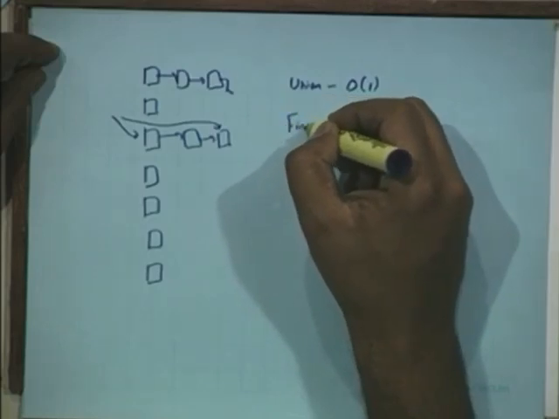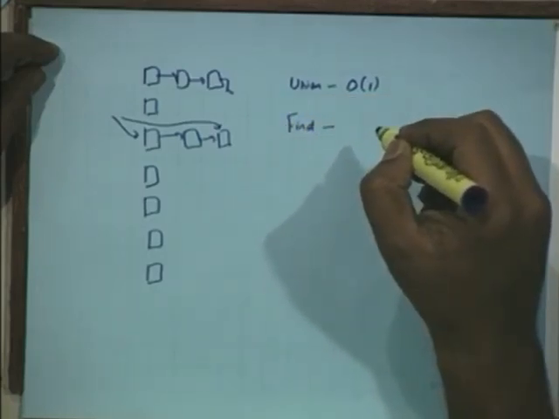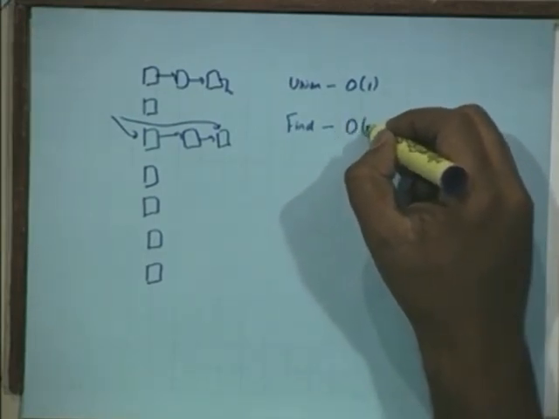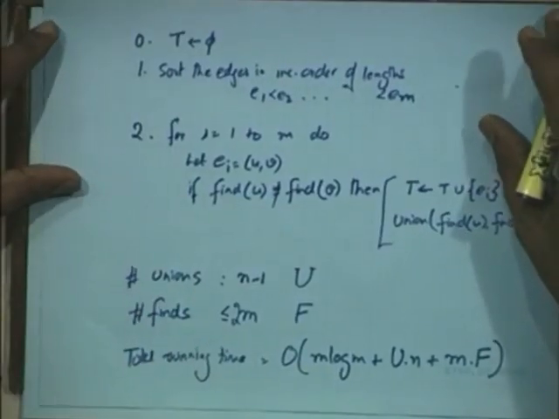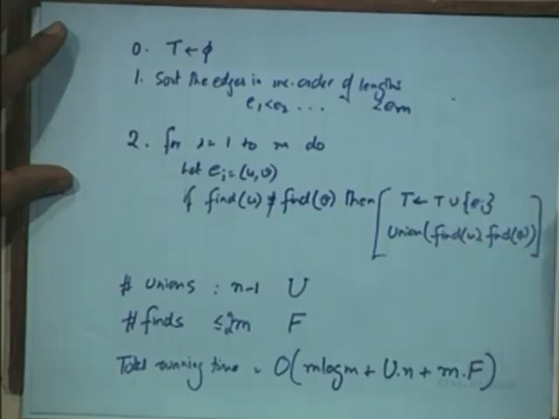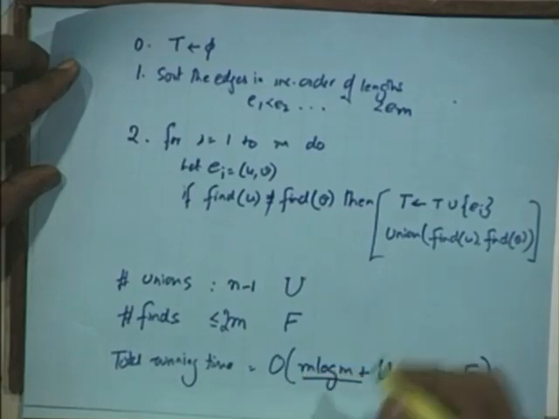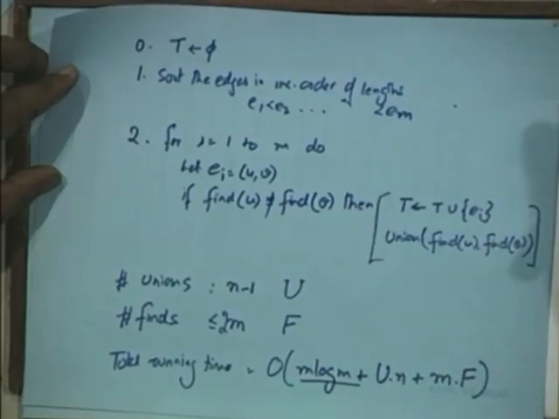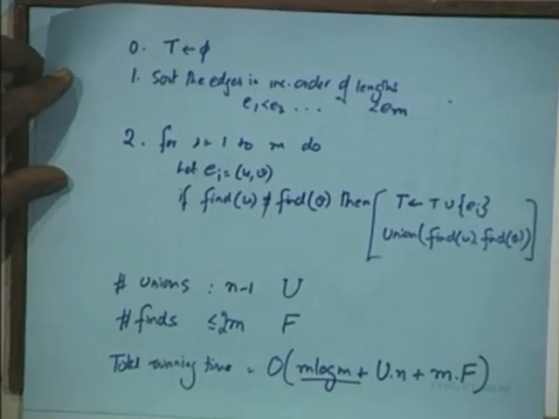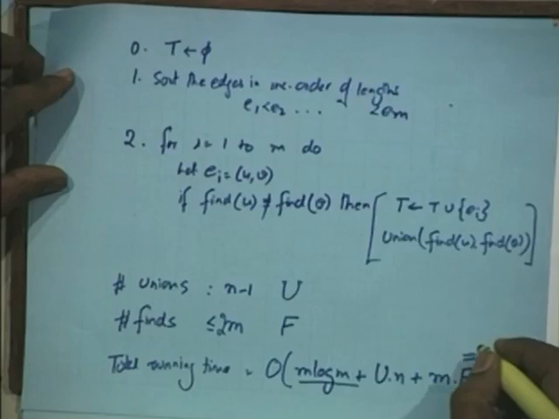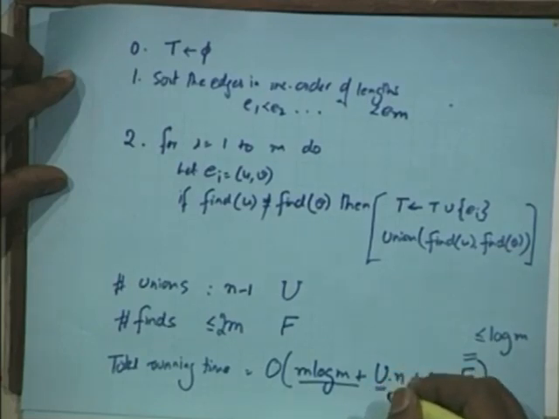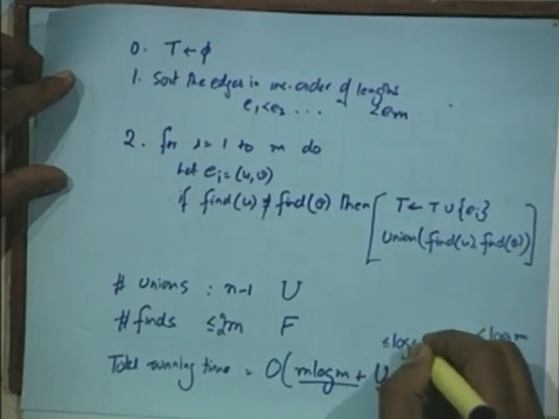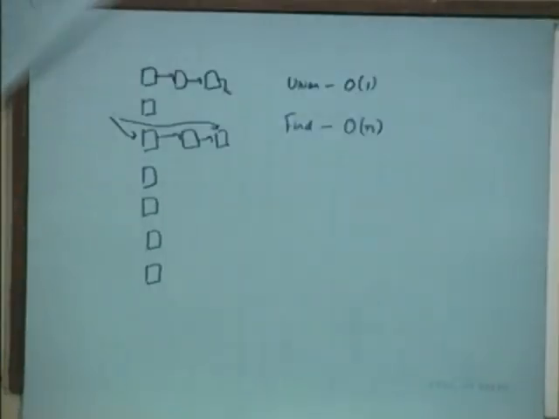But how much time does find take? Order size of the linked list, which in the worst case could be n. Now, is that good? If we were to do this, we will take m n time, which is too large. We are looking for a time complexity of something like m log m. So, if you are looking for something like m log m, this quantity should be no more than log m, and this quantity should also be no more than log m. We can permit it to be as large as log m. So, this is not too good a data structure.